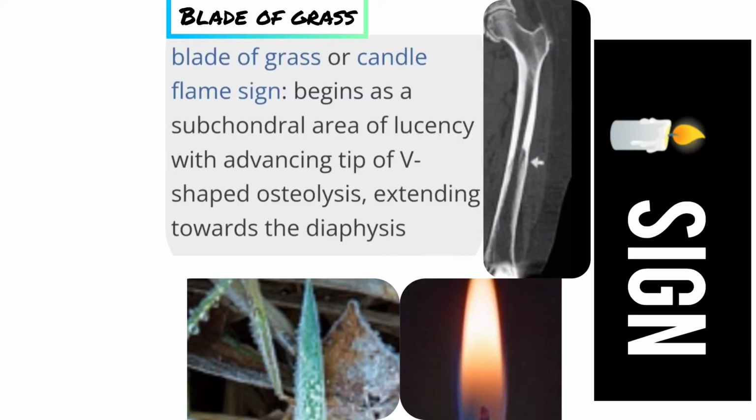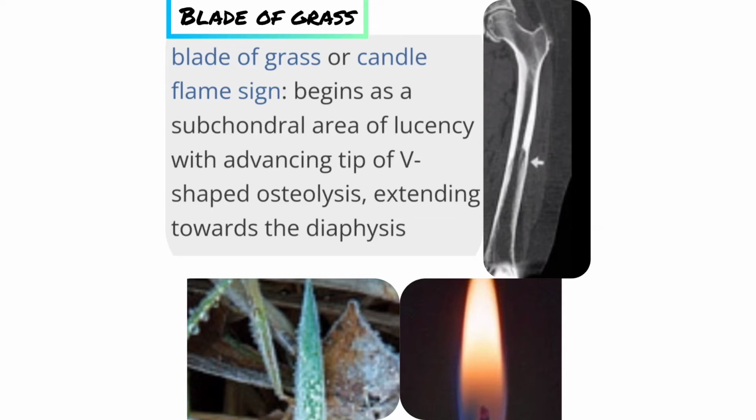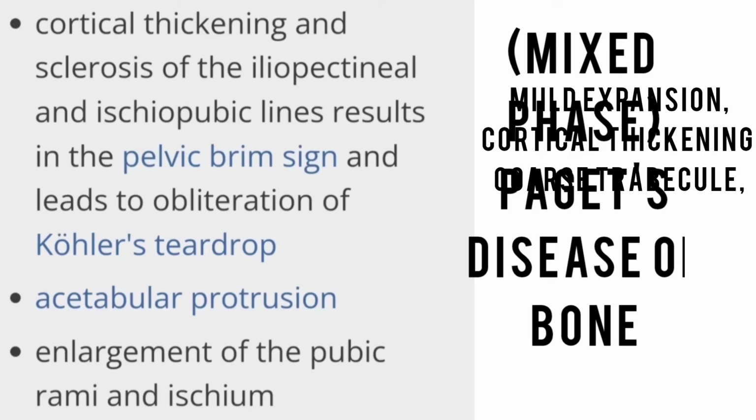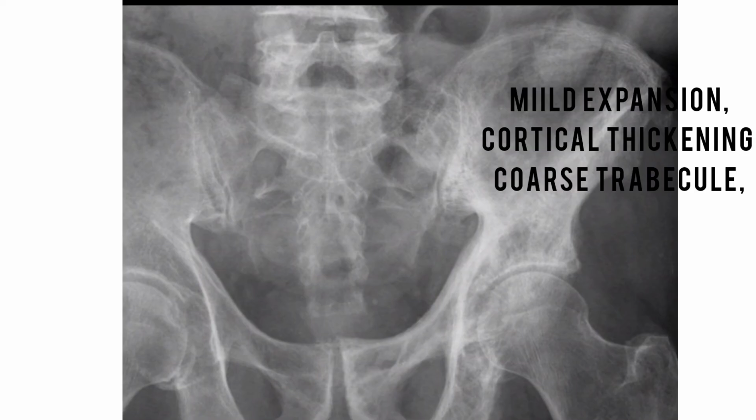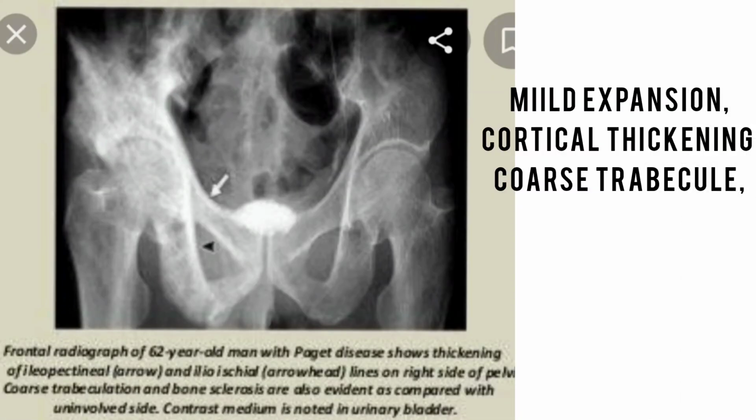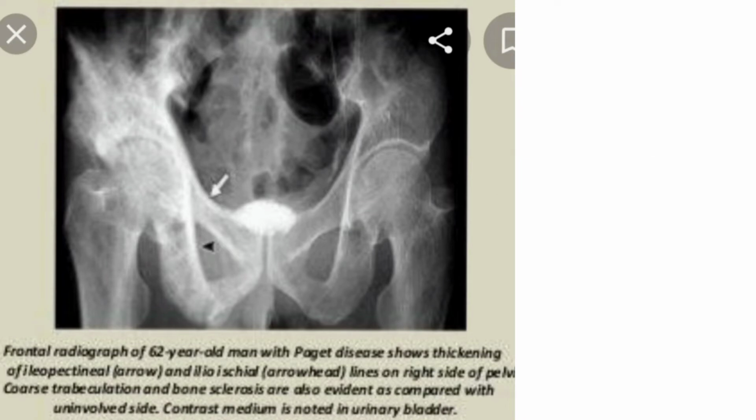In this image, you can appreciate that in the femur, it begins as a subchondral area of lucency with an advancing tip of V-shaped osteolysis extending toward the diaphysis, known as the blade of grass or candle flame sign. We know that in the mixed phase there is osteoclastic and osteoblastic hyperplasia, and this is the frontal radiograph of the pelvis. There is coarse trabeculation and bone sclerosis, and there is thickening of the iliopectineal and ilioischial line on the right side of the pelvis.